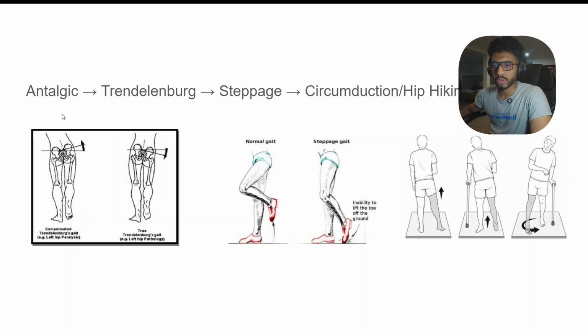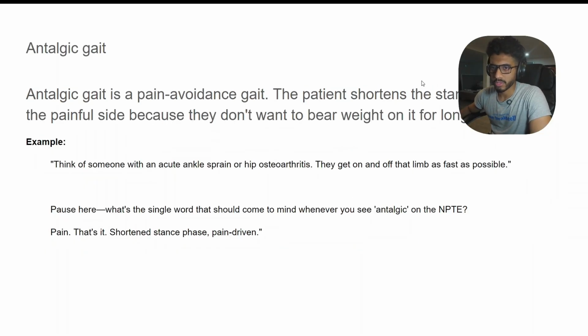So we are understanding Antalgic gait today, what it is, how it will be shown. Then we are going into Trendelenburg gait, what it would be like, and what questions come from that, and Steppage, and Circumduction, and hip hiking. By the end of the video, we'll be mastering all this. So any questions coming from these gait deviations, you will be able to answer and get full marks for that.